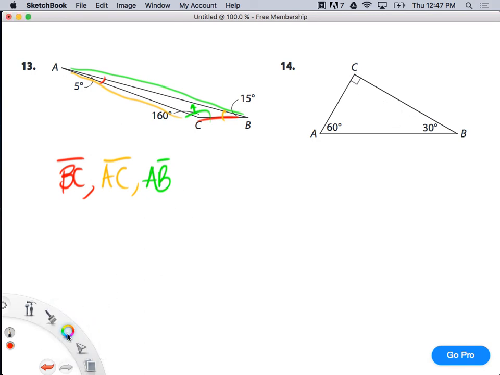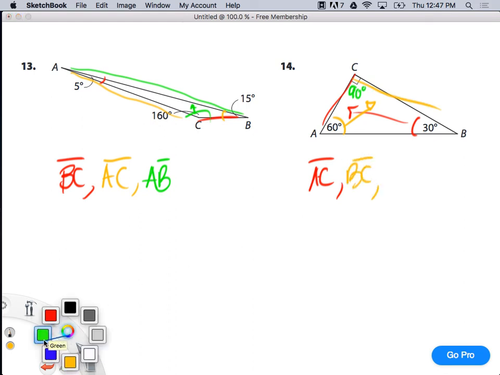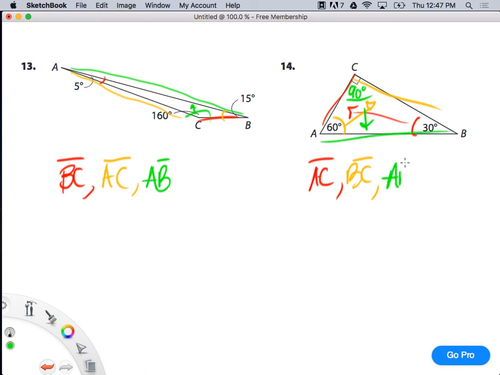First off, angle C. What's the measure of angle C? 90 degrees. Very good. So this is the smallest angle, so the smallest side is AC. This is the middle angle, so the middle side is BC. And this is the largest angle at 90 degrees, so the largest side is AB. Any questions on that? All right.